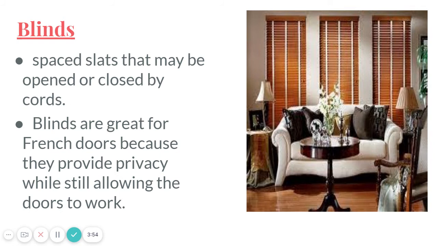Blinds are great for French doors because they provide privacy and still allow the doors to work. So think about if you had French doors with a curtain on them, you would constantly be accidentally shutting that curtain in the door. So if you have blinds where they're attached at the top and the bottom, then they're not going to accidentally shut.